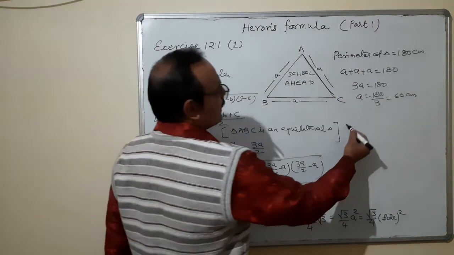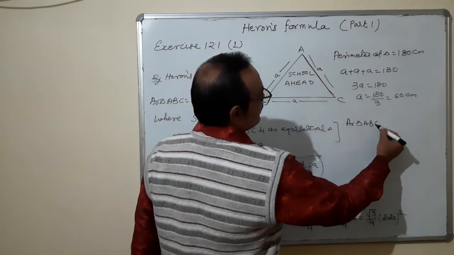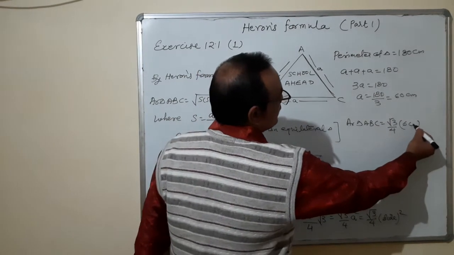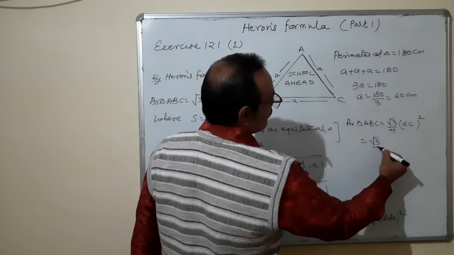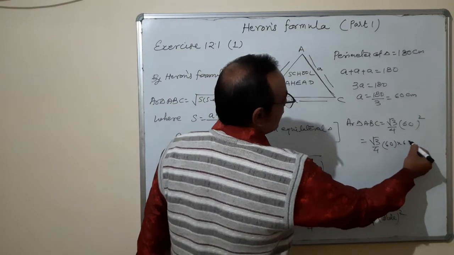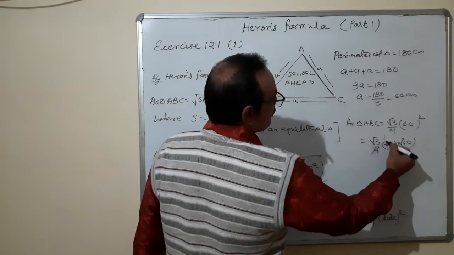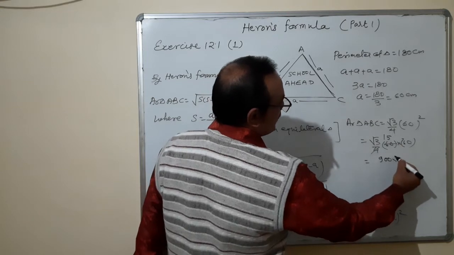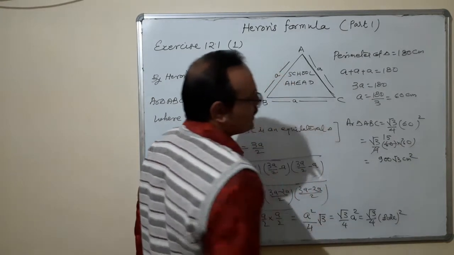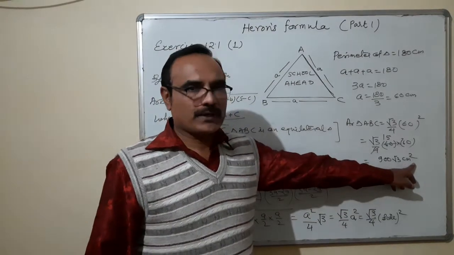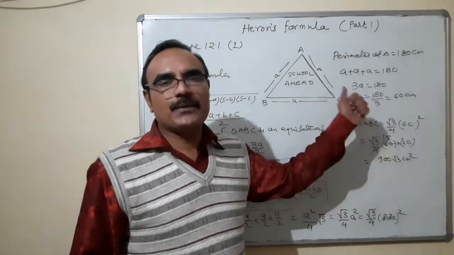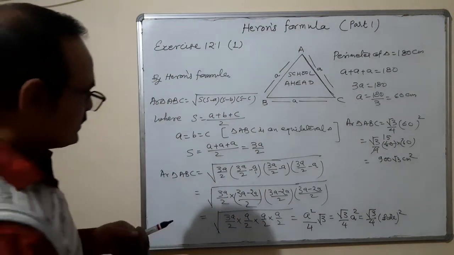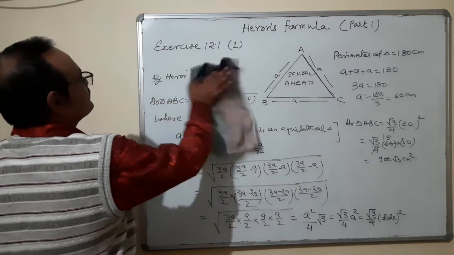Now what is the area of triangle ABC? Area of triangle ABC is equal to root 3 upon 4 into side square. What is side? 60 square. So that means it is root 3 upon 4, 60 multiplied by 60. 4 1 ja, 4 5 ja, 20. So 15 6 ja, 90, 900 under root 3 centimeter square. Since it is the area, its unit is centimeter square. 900 under root 3 centimeter square. This is the area of an equilateral triangle. Okay. So that is question number 1 of this exercise 12.1.